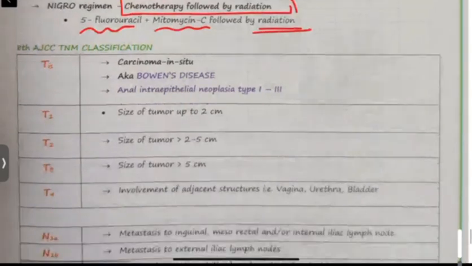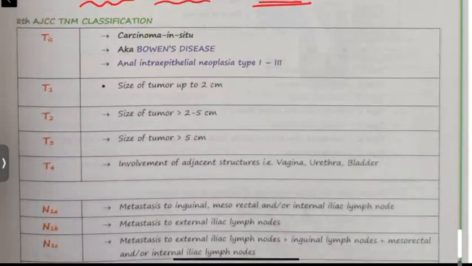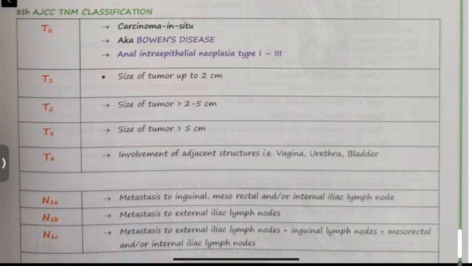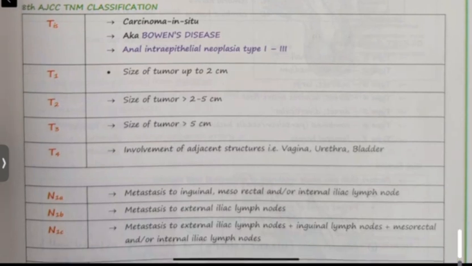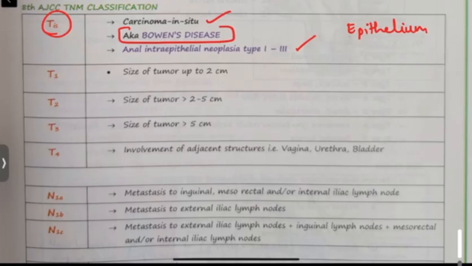Okay, so what does the AJCC TNM classification say? This is again for staging. AJCC is the American Joint Committee on Cancer. T means tumor, so tumor in situ or carcinoma in situ. This is also known as Bowen's disease and anal intraepithelial neoplasia. Basically the basement membrane is not involved, only the epithelium is involved, the disease is limited to the epithelium. So then it is carcinoma in situ.